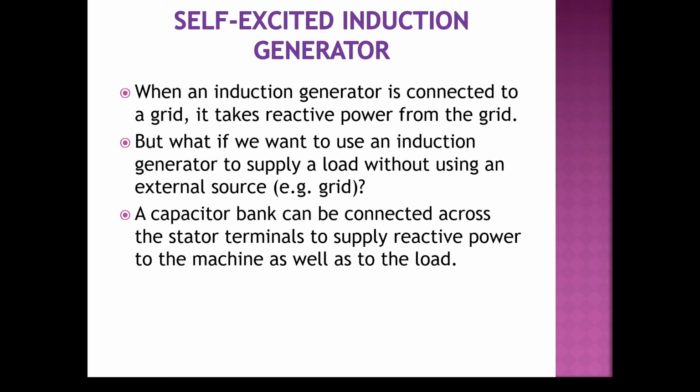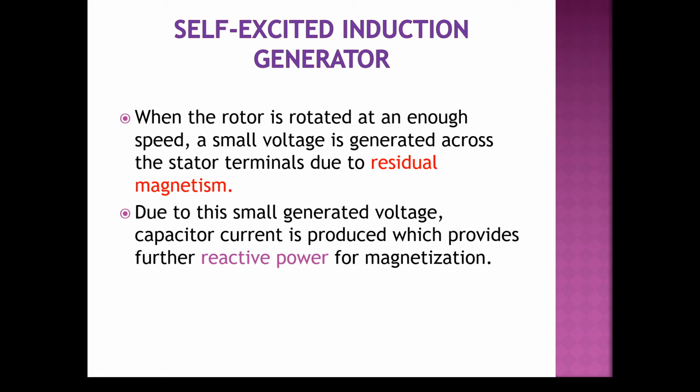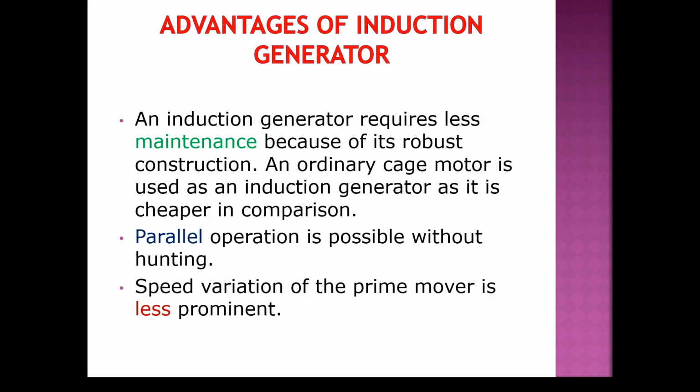To make it self-excited, we are connecting a capacitor bank across the stator terminals to supply reactive power to the machine as well as to the load. When the rotor is rotated at some speed, a small voltage will be generated across the stator terminals due to this residual magnetism. Because of this small generated voltage, capacitor current will be produced, which further provides reactive power for magnetization.